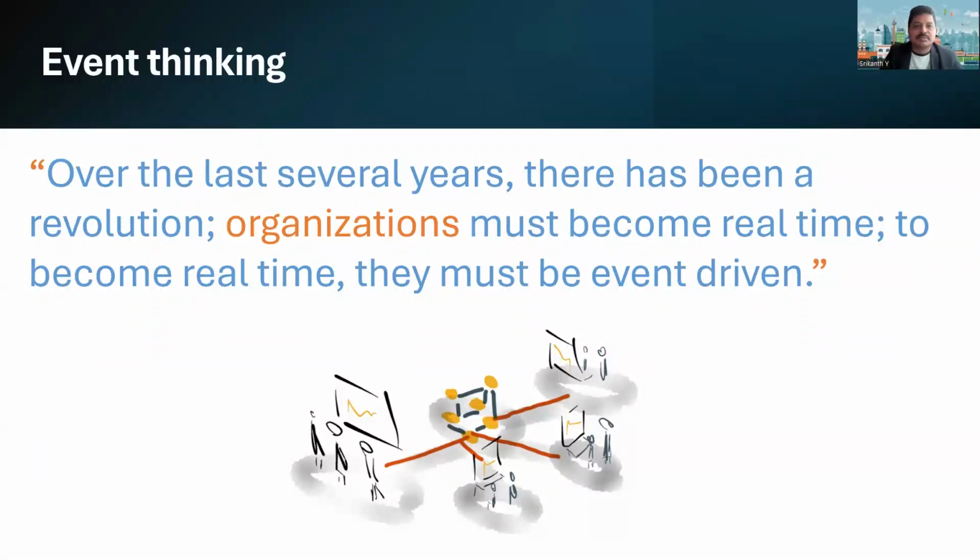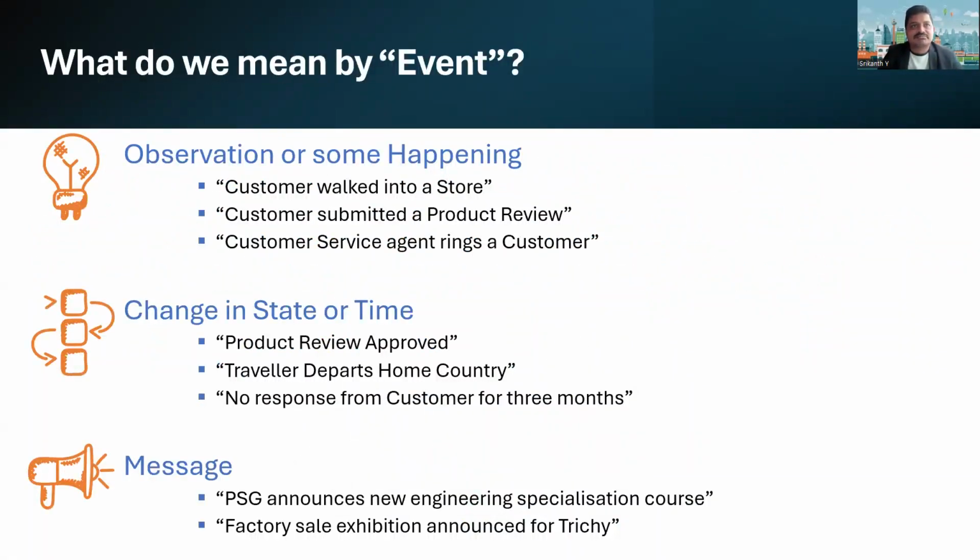This is event thinking, but the question that comes is, what is an event? And I could ask this if it was in a physical session, but I might be challenged doing it in a virtual one. But let me put it in very simple terms. There are three types of events we could categorize, and look at this as an observation or some happening. So a customer walked into your store, or a student walked into your college. A customer in the previous use case, we said, submitted a product review. These are observations or something that is happening, and put it into past tense, it has happened, right?